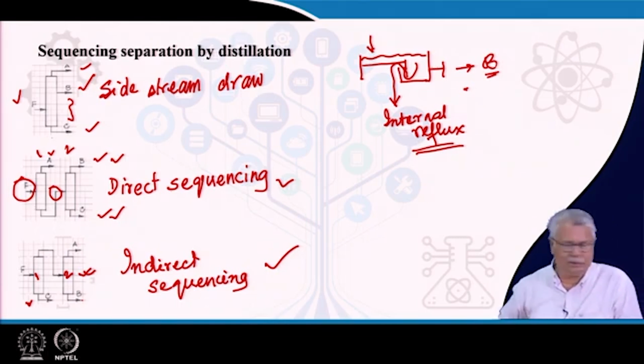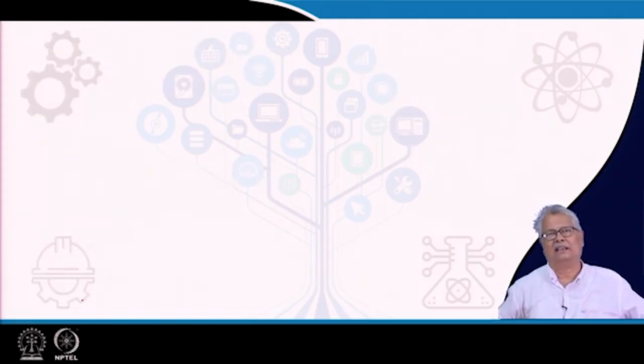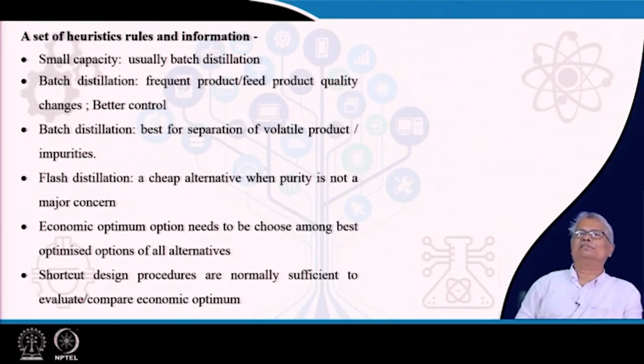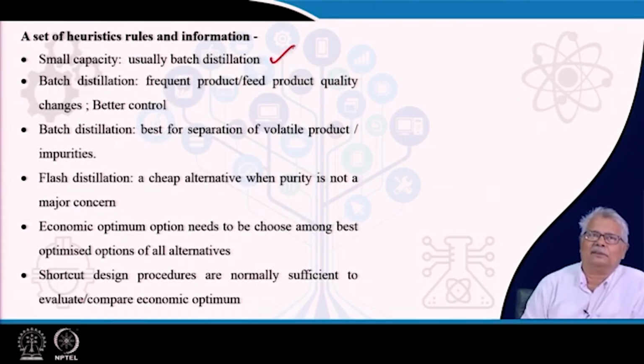What we do now is we move forward to the next thing, and here what we do is we look at a set of heuristic rules and certain information. These heuristics will firstly try to relate what to choose from batch, fractionation or flash. You already have been given an input while being taught the batch distillation process that it is usually economic in small capacity.